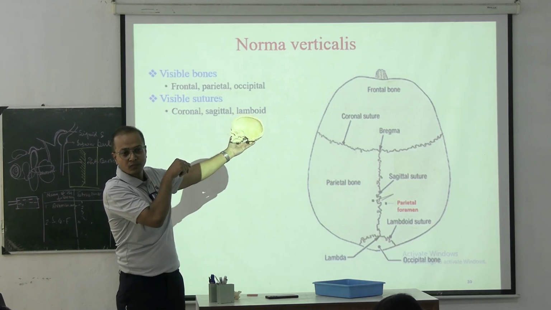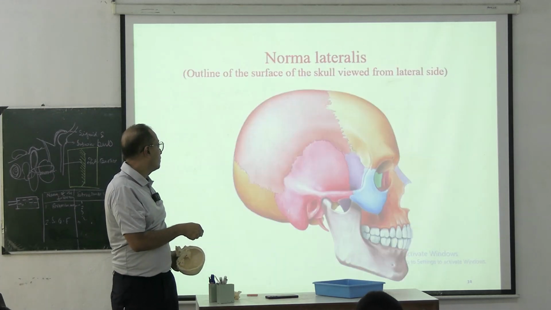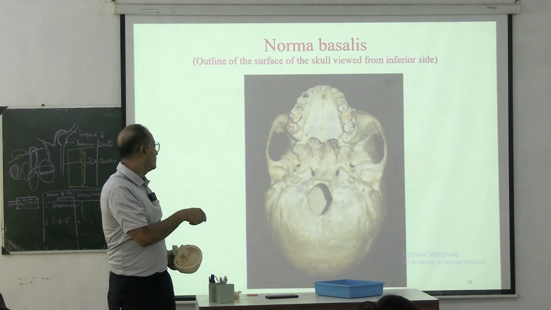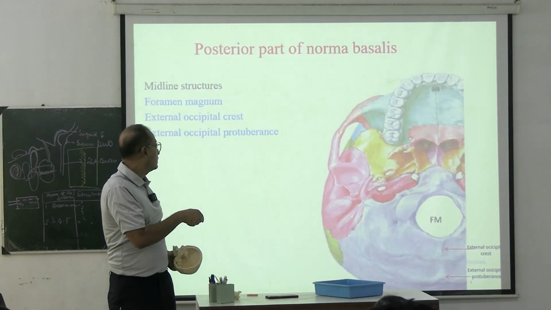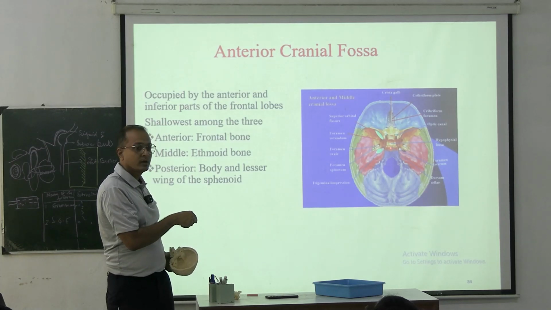Once you break the roof of the sphenoidal sinus, you are basically reaching the point where the pituitary gland is placed. Where is the pituitary gland placed? At the point we call the Sella Turcica. Where is the Sella Turcica? This is the Sella Turcica, where the pituitary gland is.